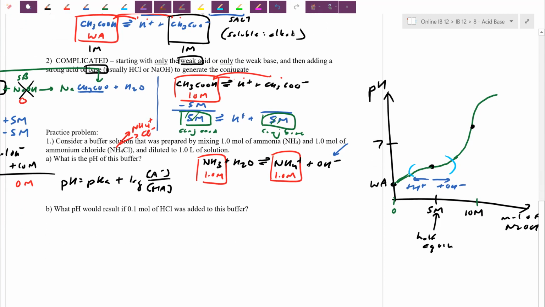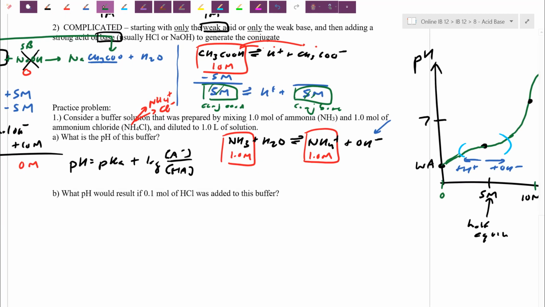And again, we've kept the numbers fairly simple here. Not only are both of the numbers 1 themselves, I just care about this ratio. If I go 1 divided by 1, these two numbers cancel out, and a log of 1 is just going to be 0. Basically, then my pH is going to be the pKa at this particular point.